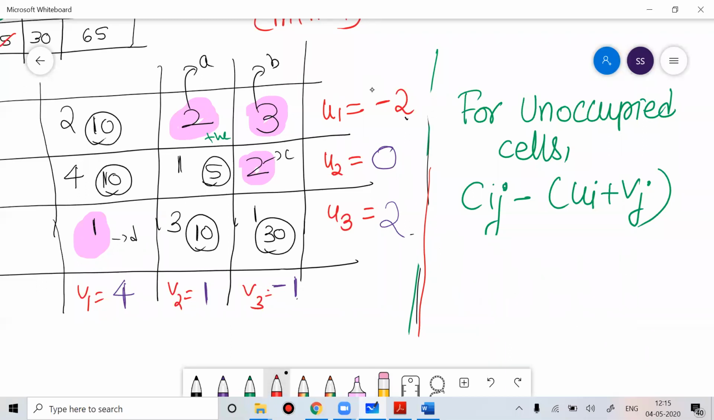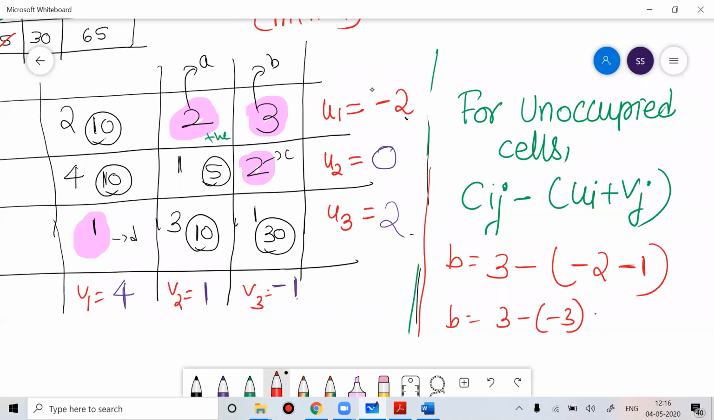Let's talk about B. If I talk about B, what is the cost for B? 3. 3 minus, what is ui? Ui is minus 2. And what is vj? Vj is minus 1. So this is 3 minus (minus 3). That is 6. So again, this is also positive. No problem. Clear? Everyone is understanding? Anyone have any doubt?